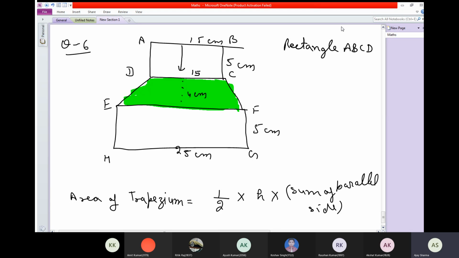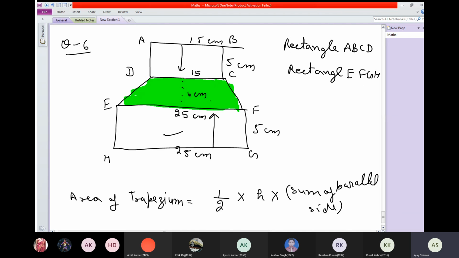This is clear? If AB is 15, then this is also 15. This is the opposite side of the rectangle. Same again in the rectangle EFGH below. HG is 25 centimeter, then its opposite side, that is EF, is also 25 centimeter.